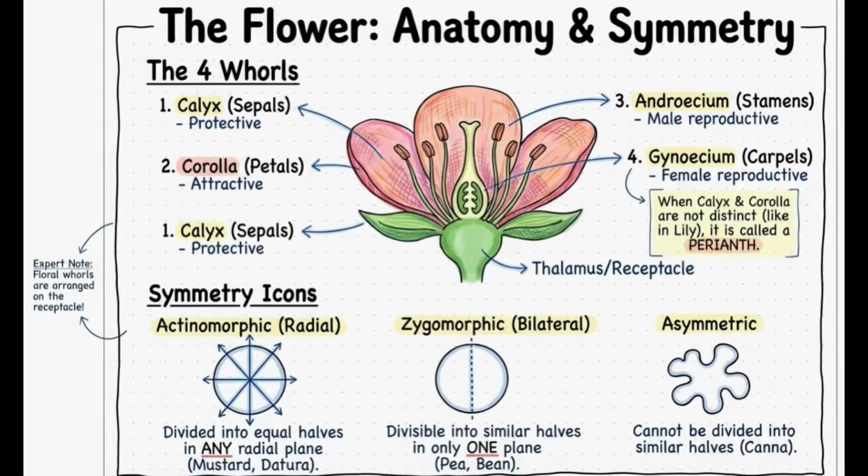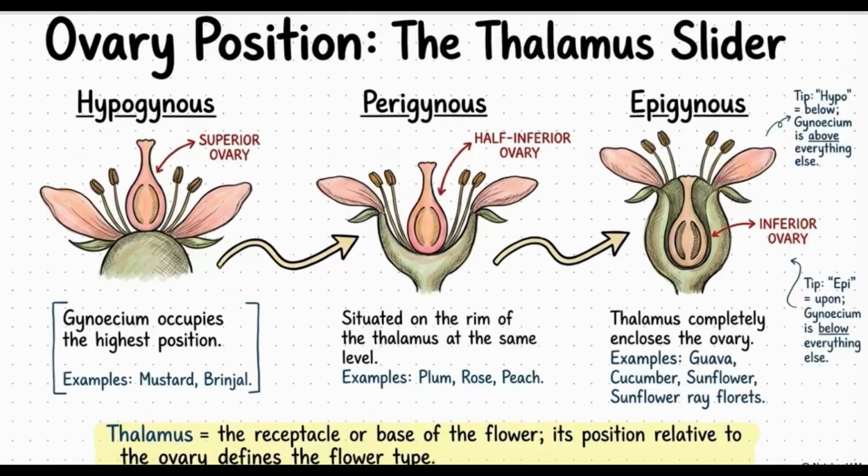That is incredibly clever. The third type, by the way, is asymmetric, like the canna flower. It cannot be divided into similar halves by any center plane at all. It just does its own uneven thing. Right. But beyond symmetry, there is this concept of the ovary position. And this is fascinating because it's essentially a slider on the thalamus. Yeah. Where does the plant choose to place its most precious cargo?